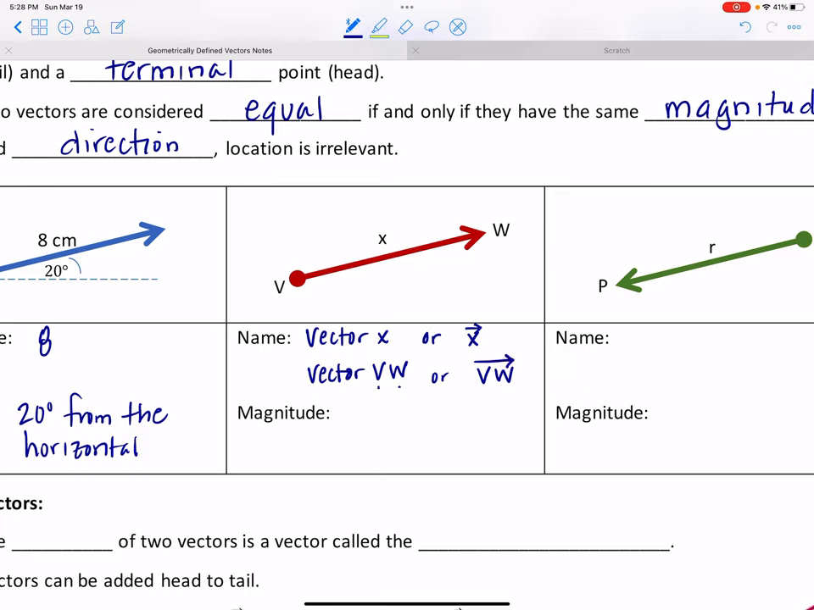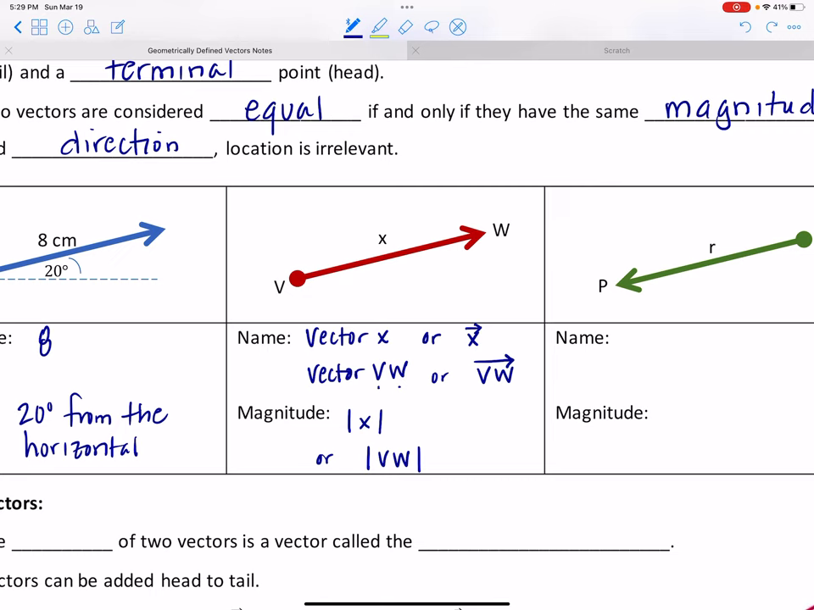Now if I wanted to talk about the magnitude, we have a notation for this as well. So for the magnitude of vector x, I could say it like this. We put these bars that look almost like absolute value, okay? So similar symbols but different meaning. That is the magnitude of x. Or we could say the magnitude of vw like this. So the magnitude again is the measurement of it, and there's no direction given on this one other than it's pointing this way, so let's not worry about the direction here.